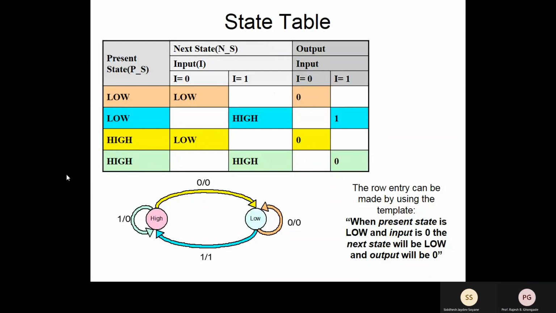Okay. So there is a template which I have created here. How do you make a row entry? When present state is low and input is 0, the next state will be low and the output will be 0. This is a template. Now from the state diagram, you can create the state table. Have you understood the creation of the state table now? Yes, sir. Simple, it is very mechanical that way.